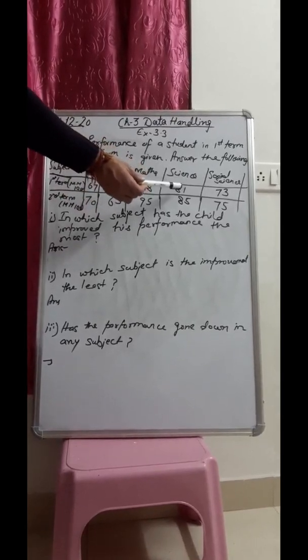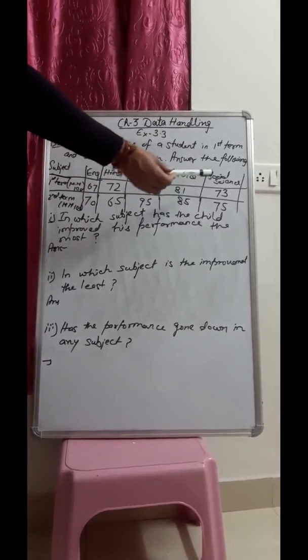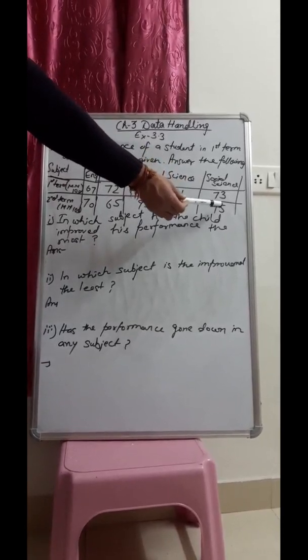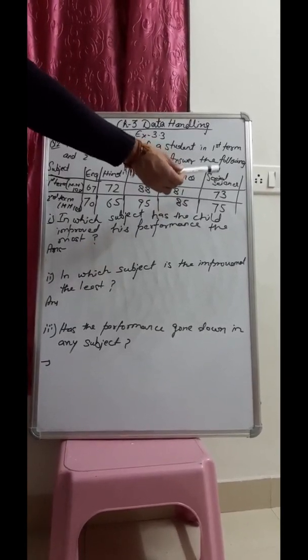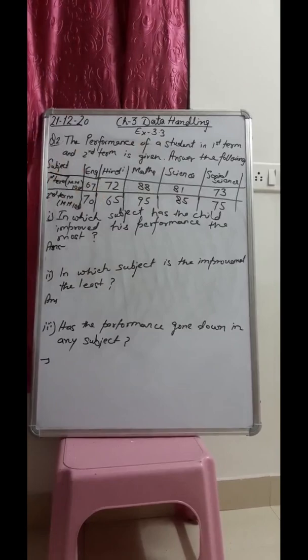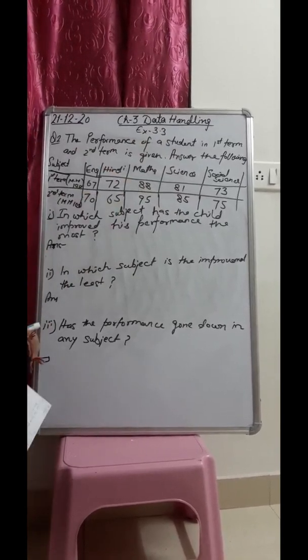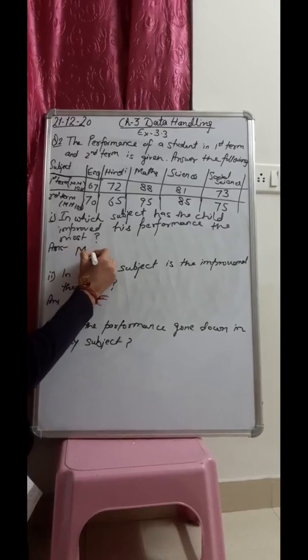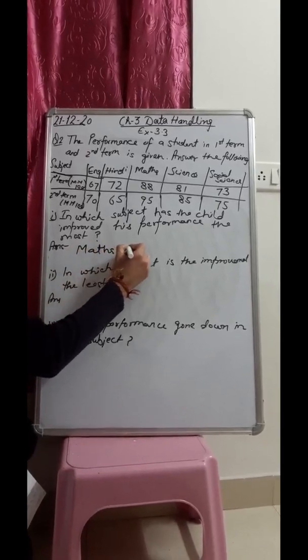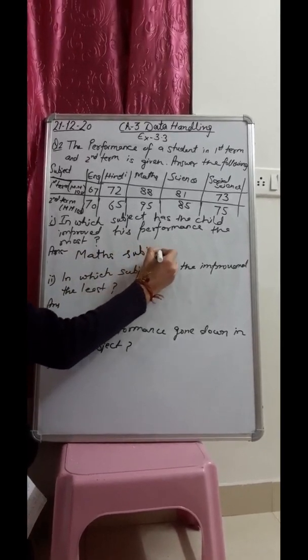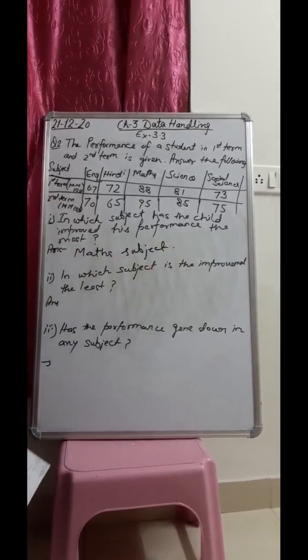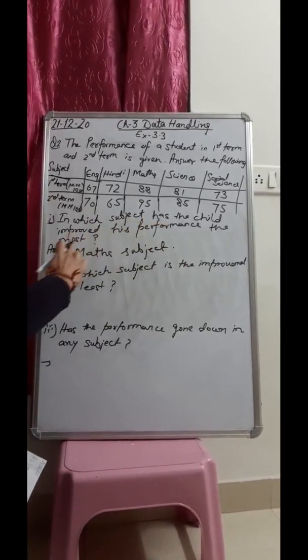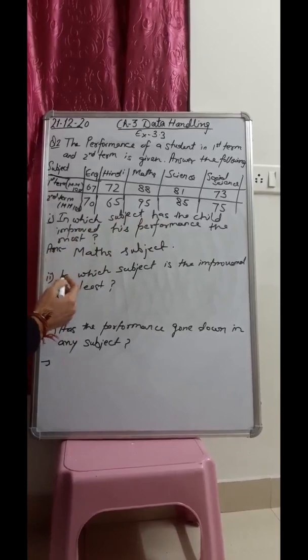In Science the improvement is of 4. In Social Science the improvement is of 2. So the maximum improvement is in Maths. So in this subject the child has shown, that is the name is Maths subject. In Maths subject the child has shown the most improvement.